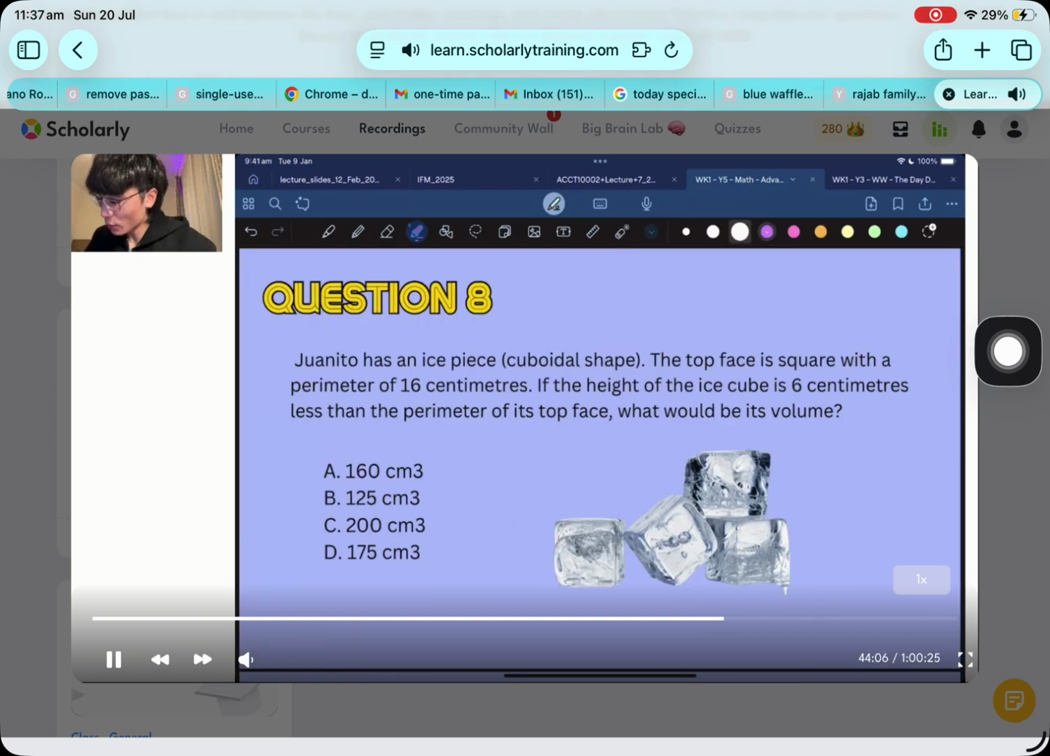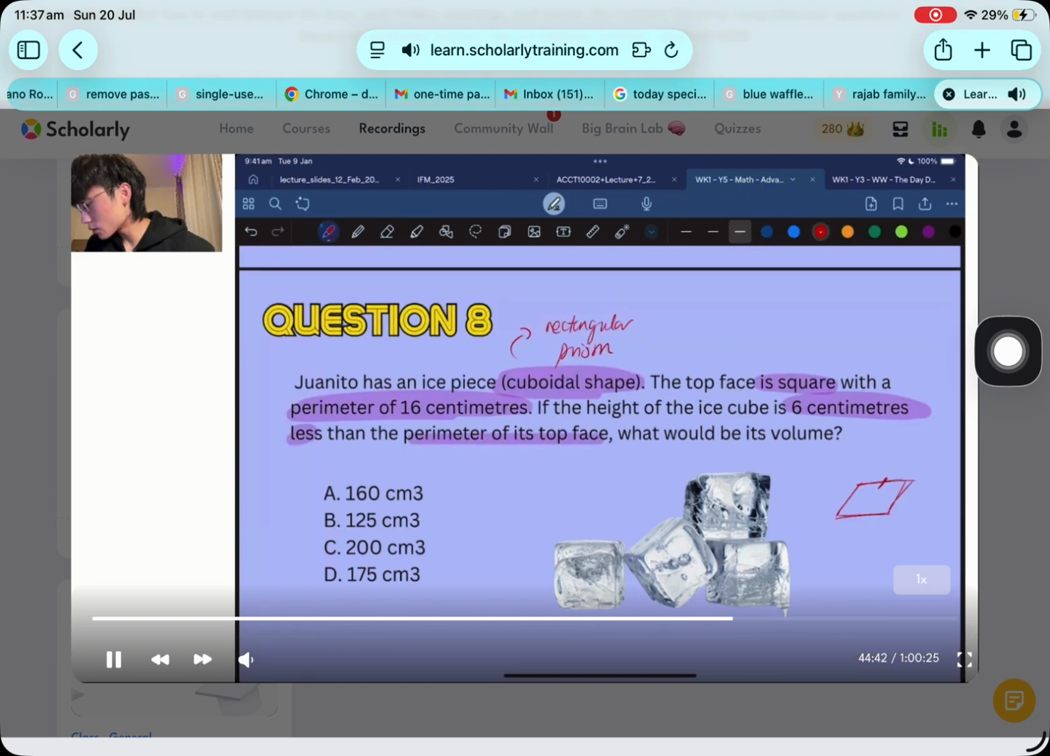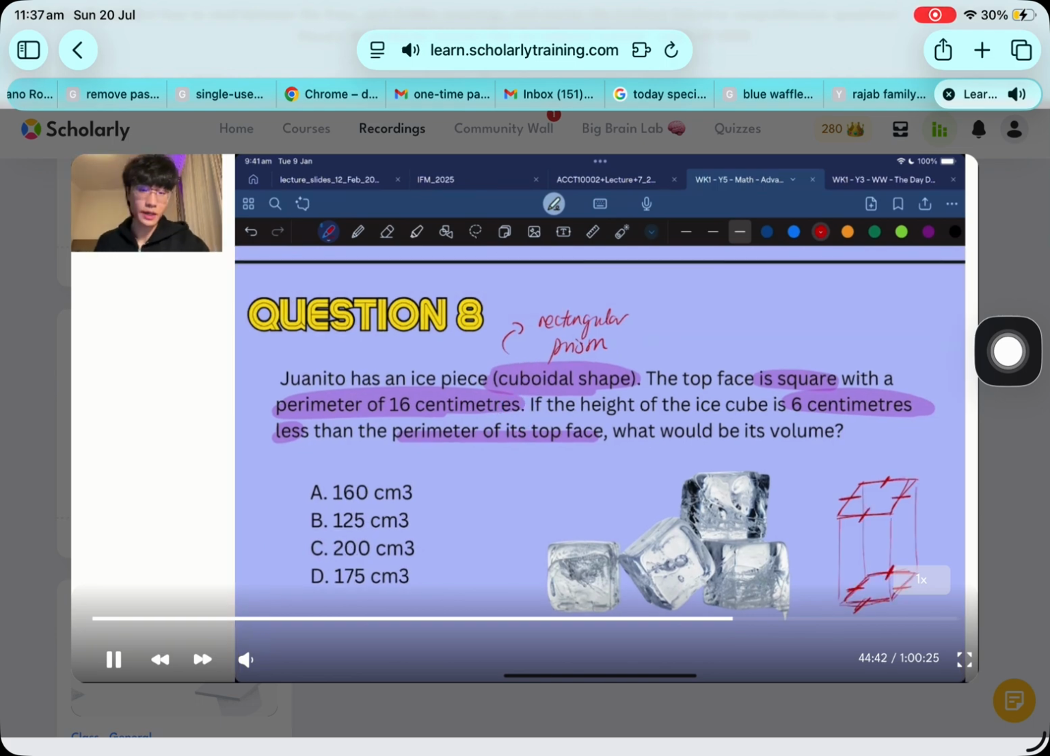Cuboidal shape. So they've just told us what the shape of it is. Draw my little lines indicating that we are dealing with a rectangular prism. It wouldn't be a rectangle. It wouldn't be a rectangular prism, you know.